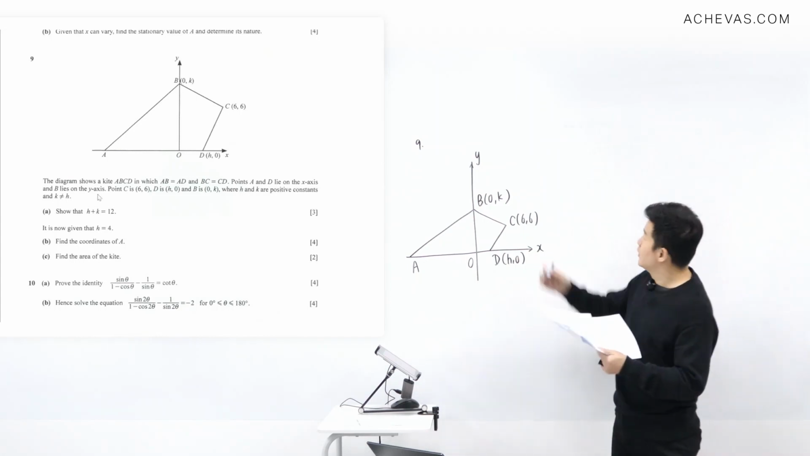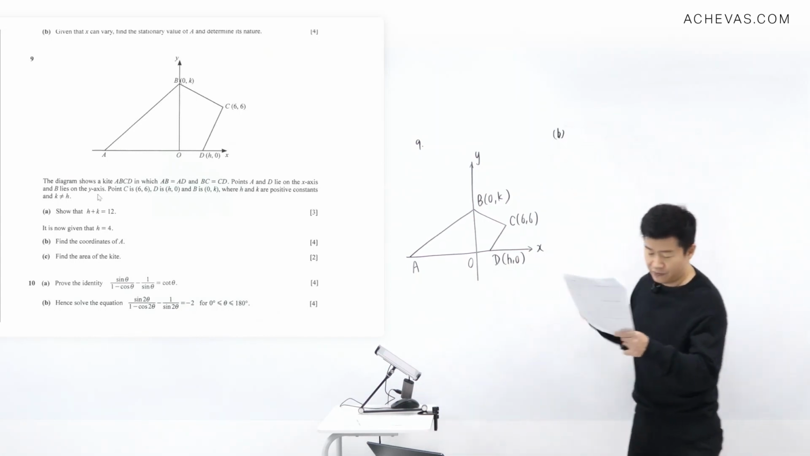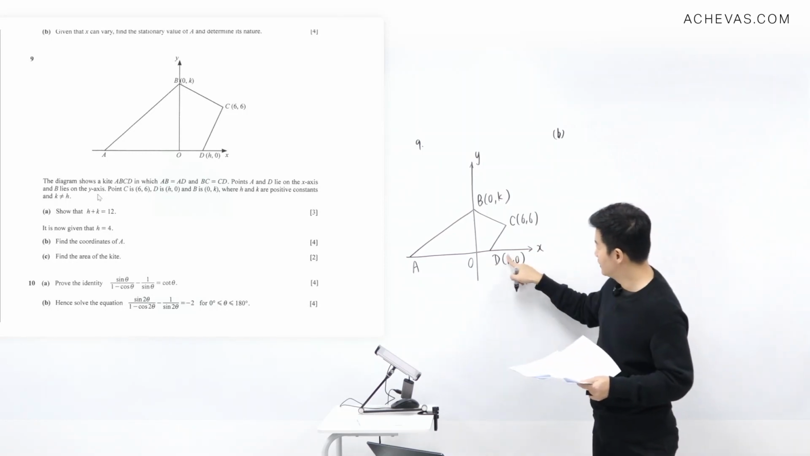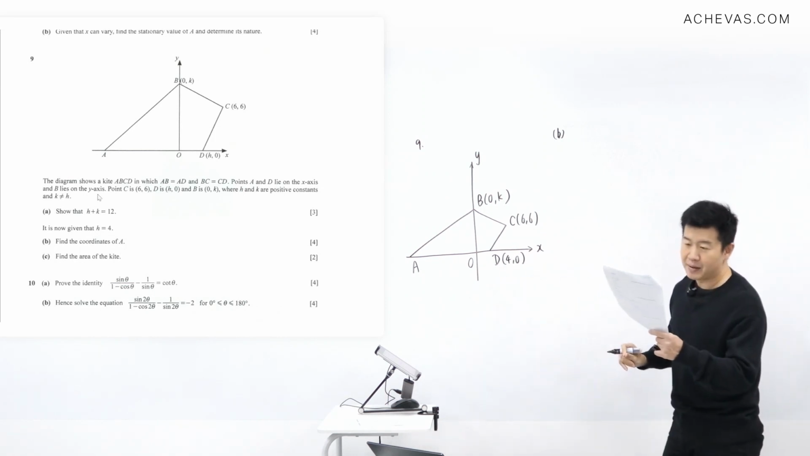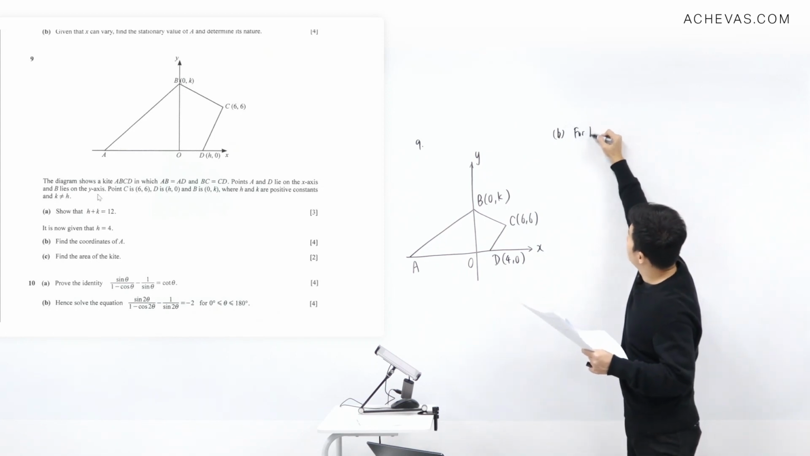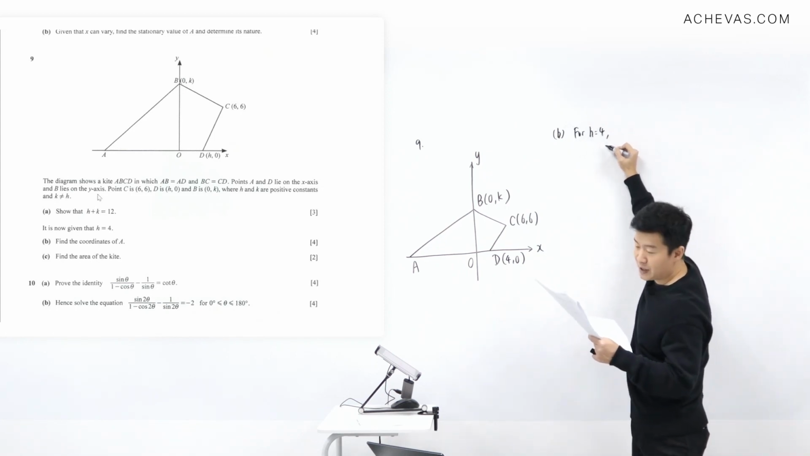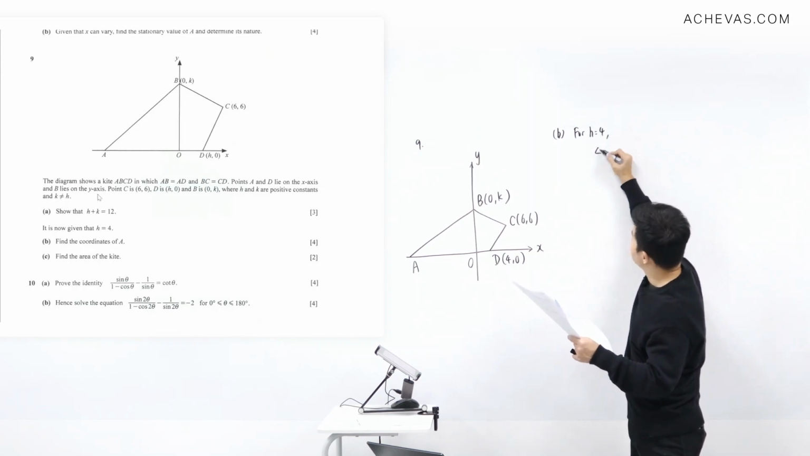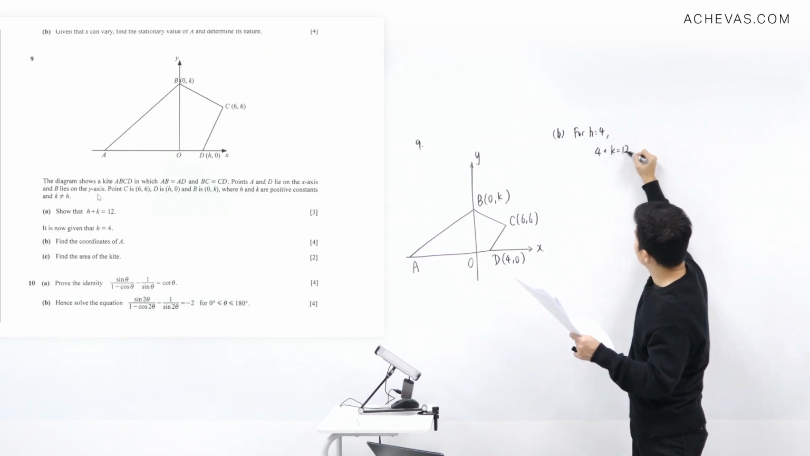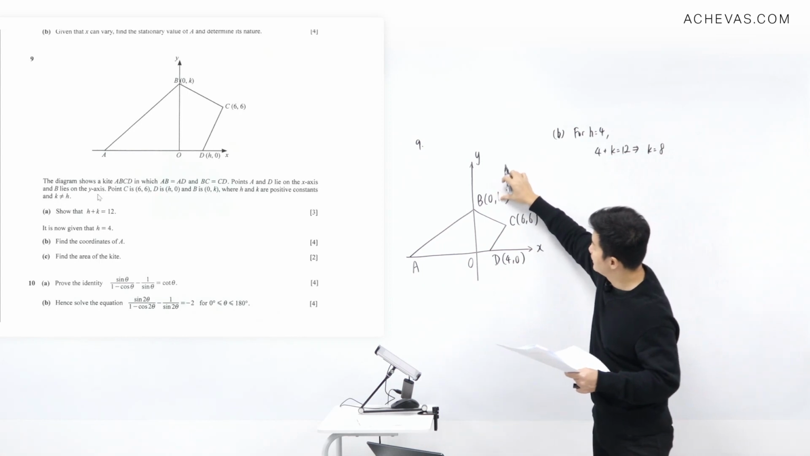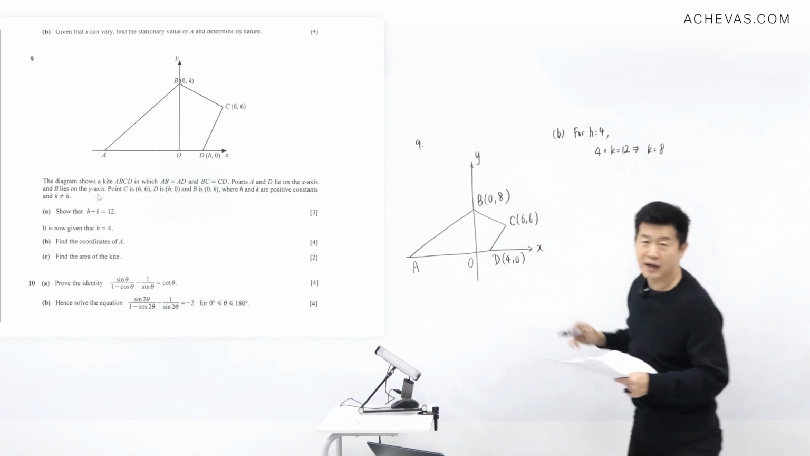In part B, we are given the value of h now. H is given to us as 4. So this here is equal to 4. And by making use of what we have in part A, which is h plus k is equal to 12, that means 4 plus k is equal to 12. This tells us that k is equal to 8. So this now is going to be equal to 8.